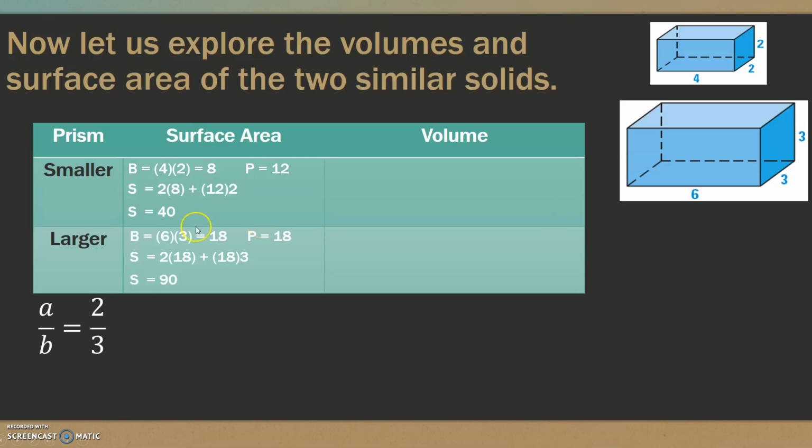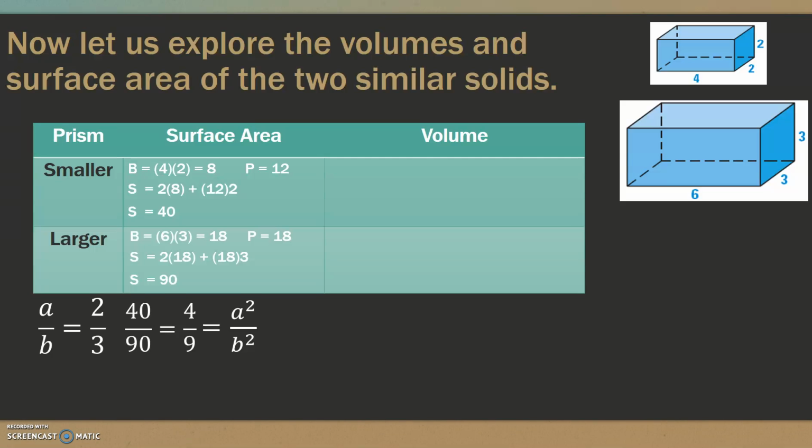Okay, so now let's look at the two surface areas. Since these are similar measurements of similar solids, let's set up our ratio. I see I have 40 over 90, which reduces to 4 over 9. And what I'm noticing here is there is a very close relationship from 2 to 4 and 3 to 9. It's actually the same idea as when I'm just looking at area. So surface area and area also have a very similar ratio relationship.